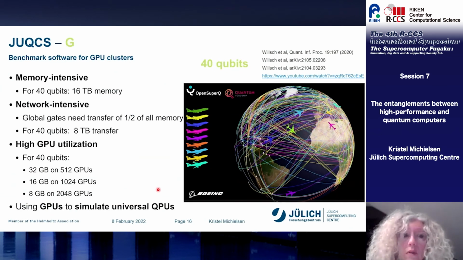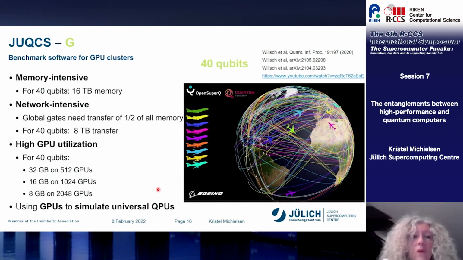This version is also a very good benchmarking software for GPU clusters. The reason is that it's memory intensive. For 40 qubits, we needed 16 terabytes of memory. It's network intensive, because with these global gates, we have to transfer half of all the memory, which means we have to transfer 8 terabytes.